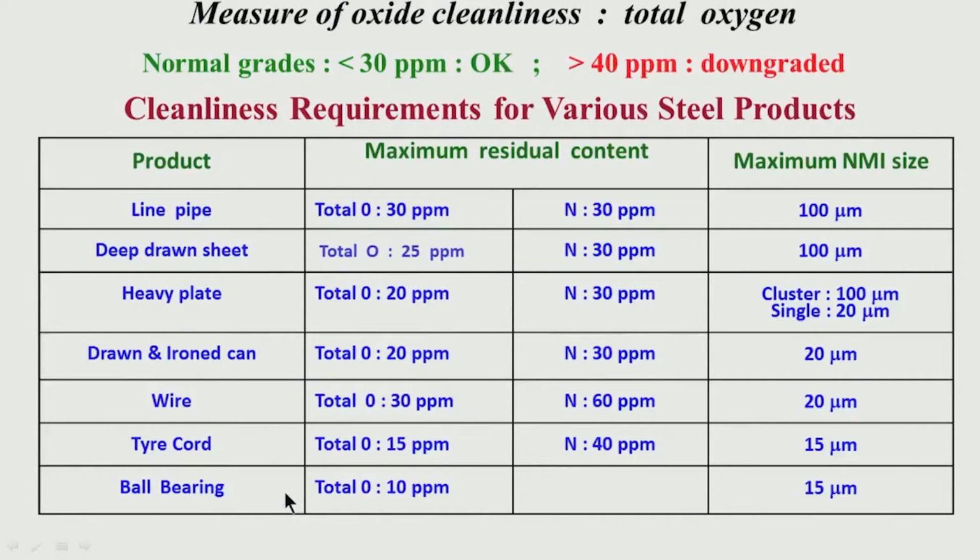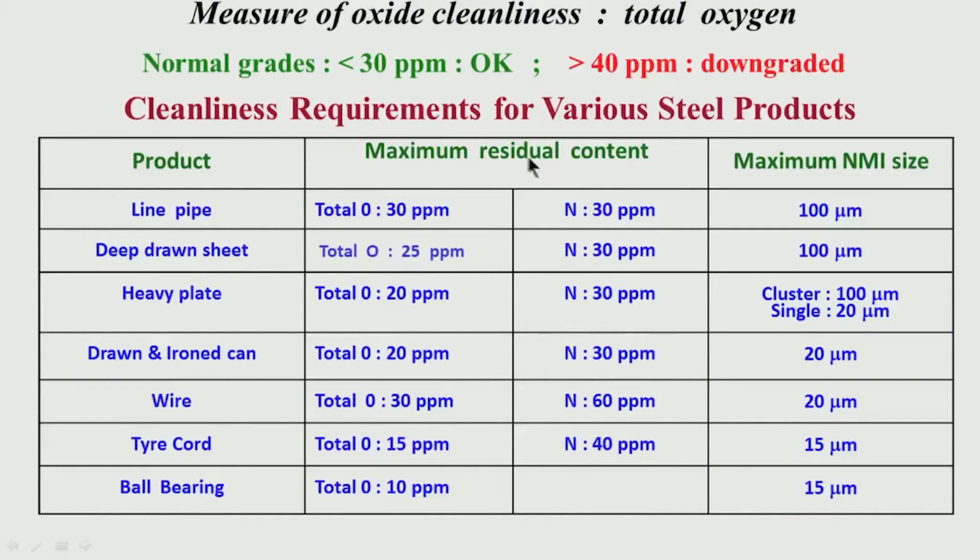Ball bearing steel, you look at the oxygen requirement, total oxygen 10 ppm, this is total oxygen, that means dissolved oxygen as well as oxygen as oxides, it is just 10 ppm, inclusion size 15 micron.